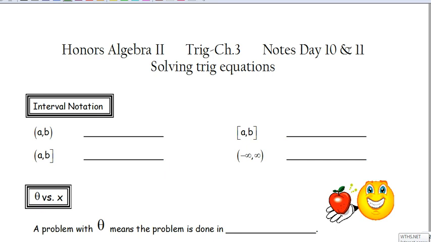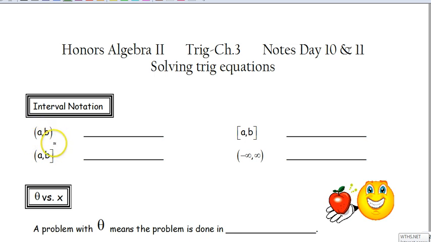This note sheet is about solving over a given interval. We're solving for our angle, basically, is what's happening here. First thing you need to know is what interval notation is. Basically, when you see a comma b, those are your starting and end points of what you're solving over.